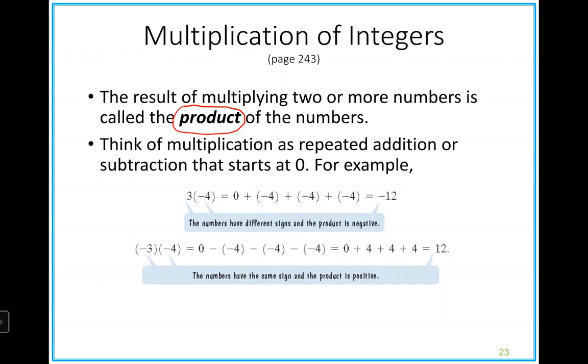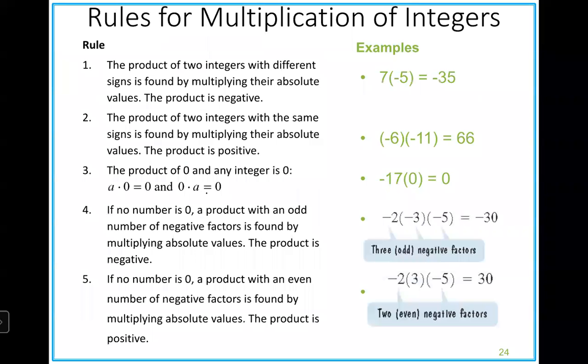And they ask you to think of multiplication as repeated addition or subtraction that starts at 0. So we move on then. Now look at the rule for multiplication of integers. The first rule says the product of two integers with different signs is found by multiplying the absolute values. The product is negative. So in this example, you're multiplying a positive 7 by a negative 5. 7 fives are 35. The answer will be negative.